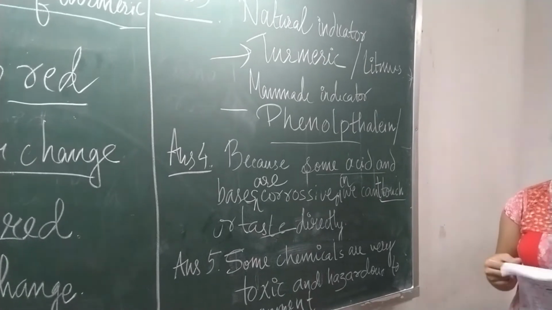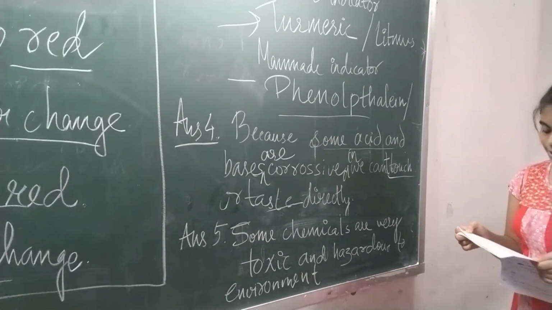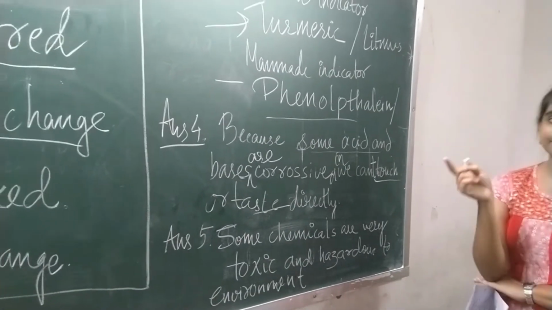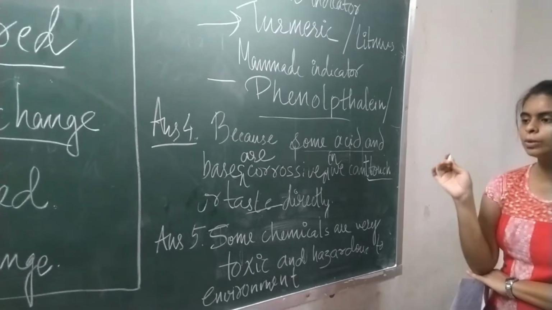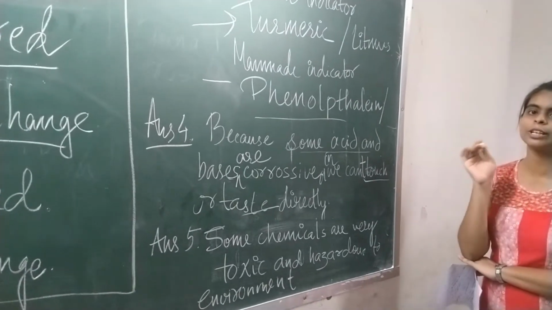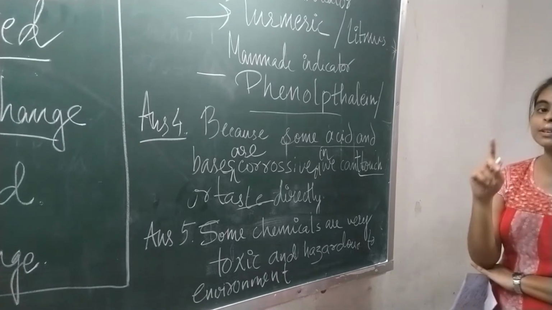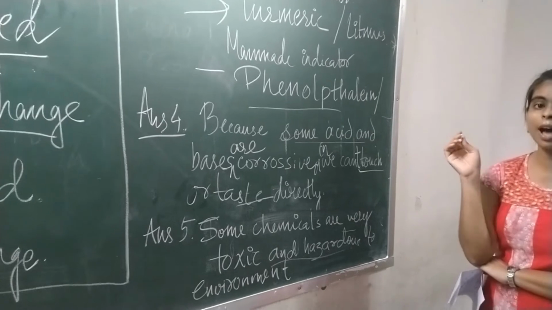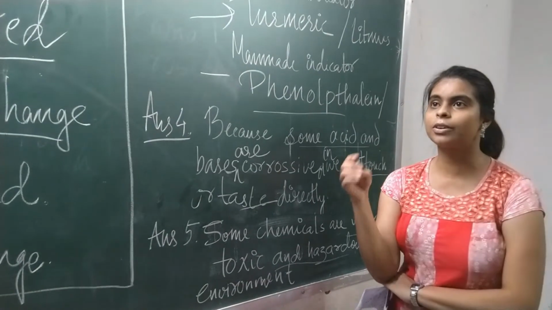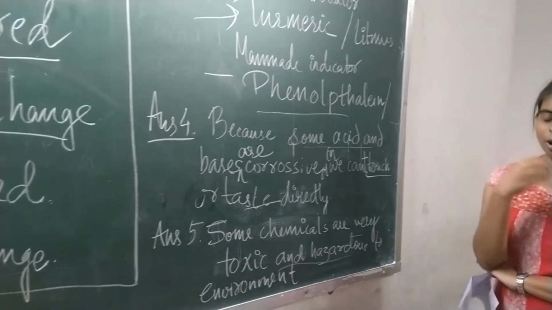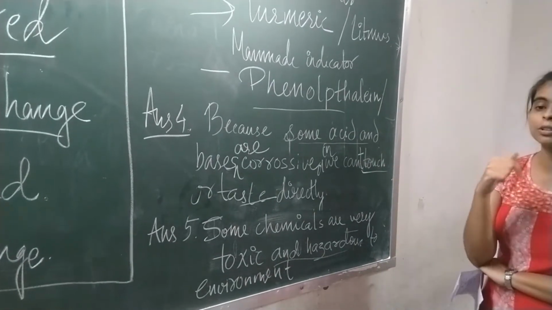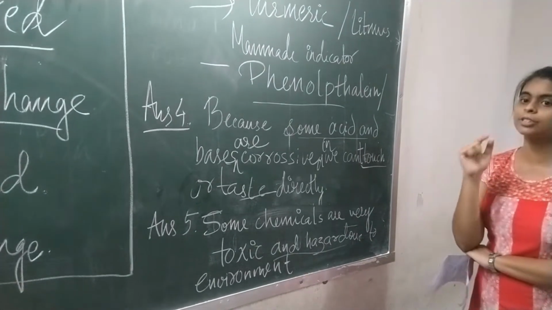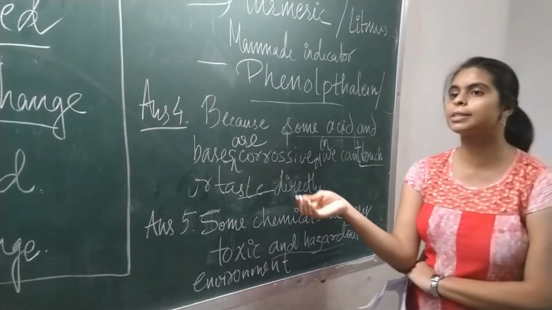Now comes question number 5. Why should we not discard chemicals directly into nature? In the last class, while performing the activity, I was continuously saying don't discard the chemicals directly into the environment. Why? This is because some chemicals are very toxic and hazardous to the environment. It is not only hazardous to human beings but also to other living organisms. To avoid such accidents or toxicity, we need to discard them separately.